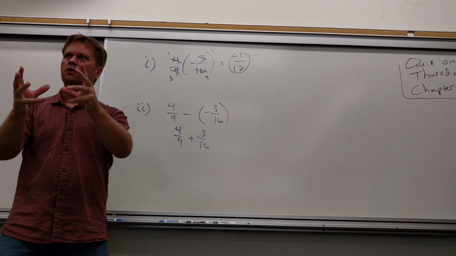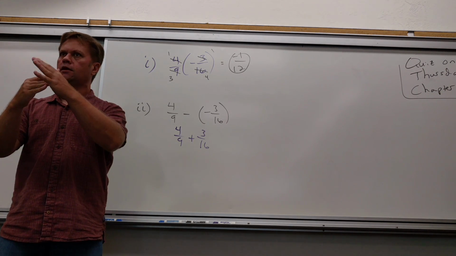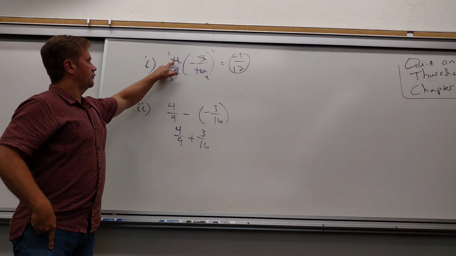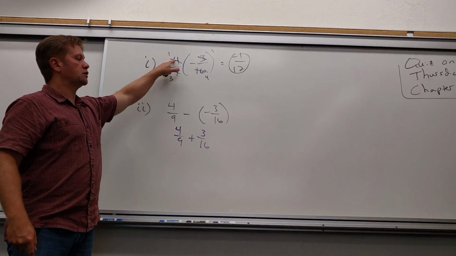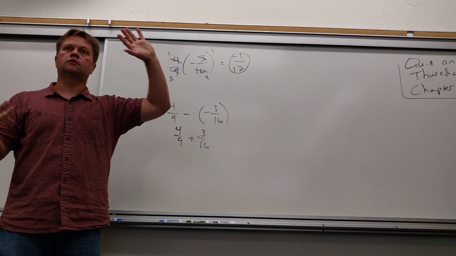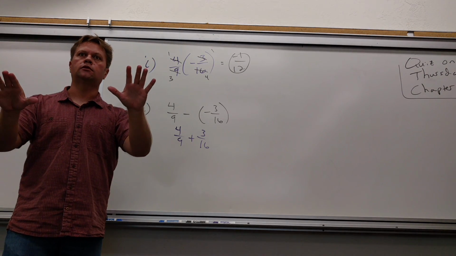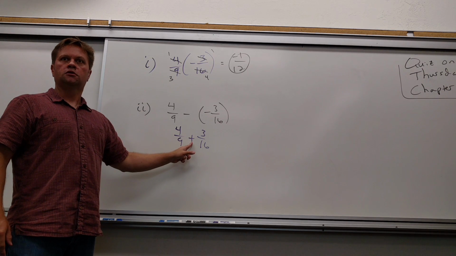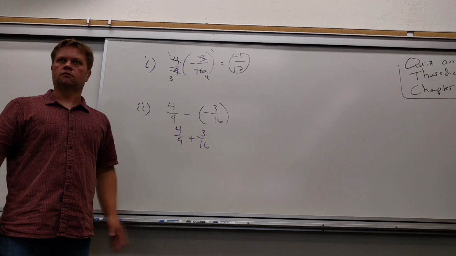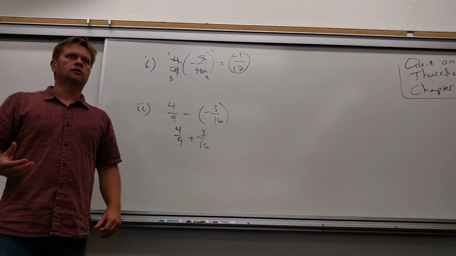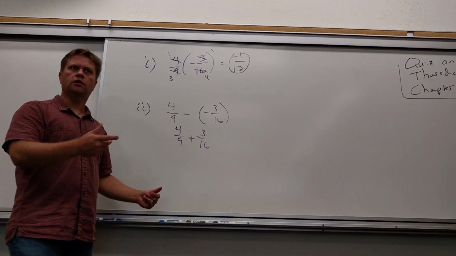Does that make sense? The only time you can cancel things is if they are opposites of each other. So why am I allowed to cancel a 4 out of both of these? Because that's on top, it's multiplying, that's on the bottom, it's dividing. Division and multiplication are opposite operations. That's why they cancel. This is addition. Addition can't cancel division. It wishes it could, but it can't. Does that make sense?